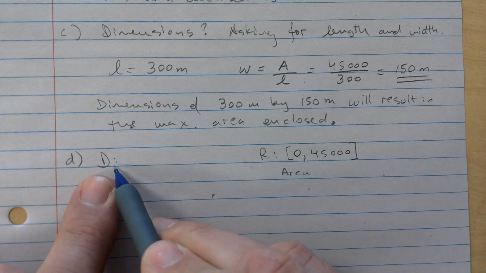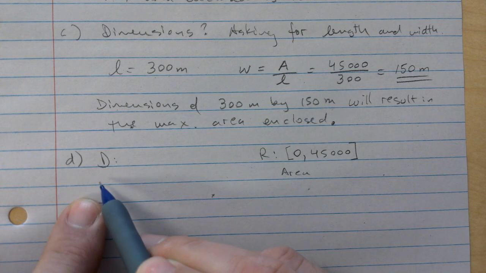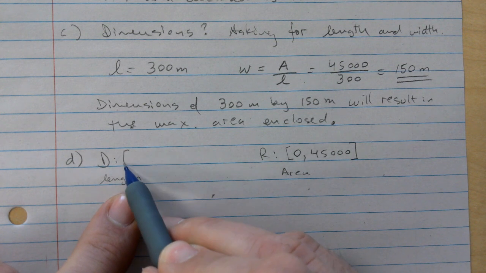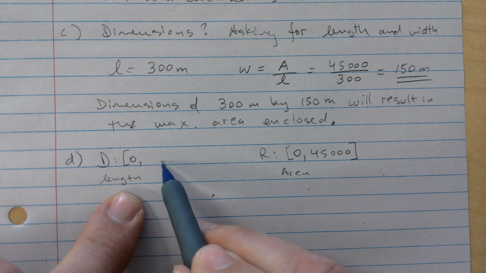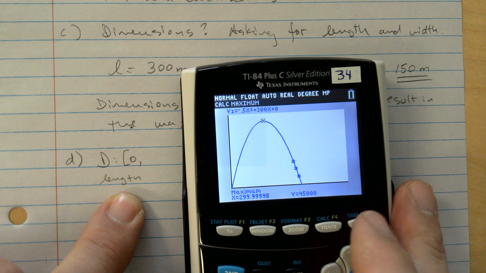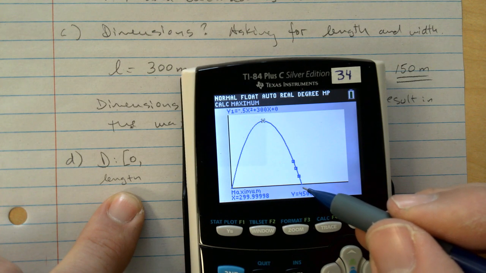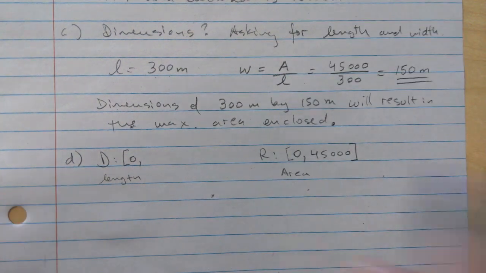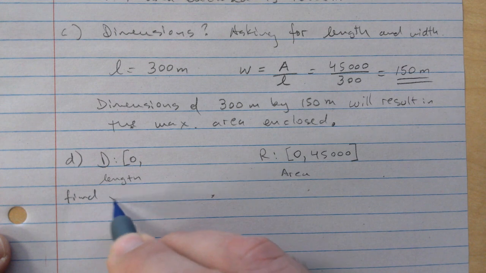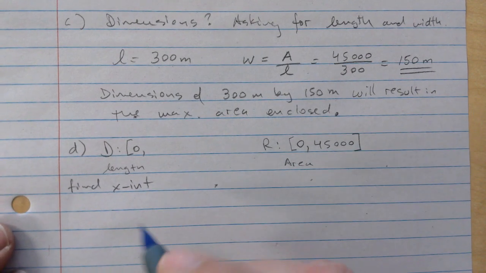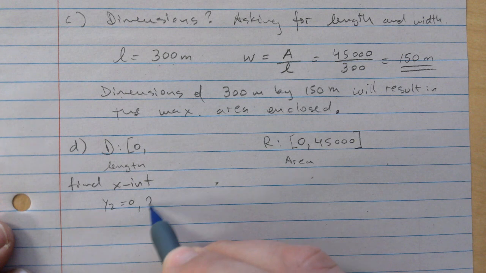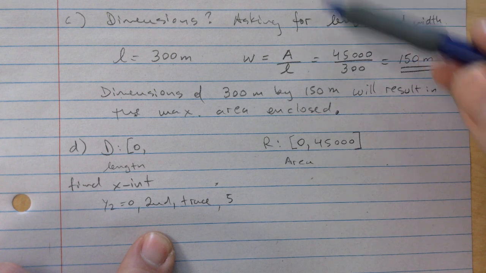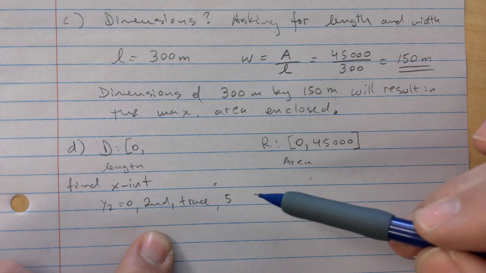And for the domain, in this case, we're talking about the length, acceptable lengths. So we're going to go from 0 all the way to the X-intercept, which is right here. So we're going to have to find that before we plug that in. Find X-intercept. And so we're going to go y2 is equal to 0, second, trace 5. There's nowhere before where I have found this info, so you need to give me the keystrokes there.